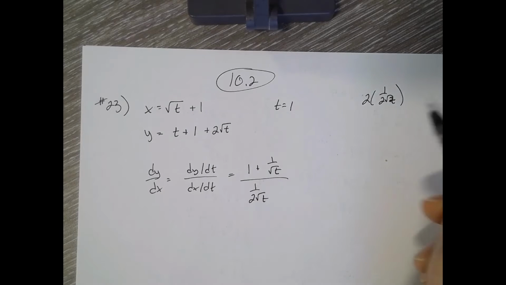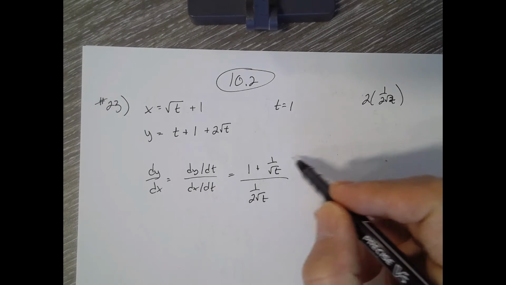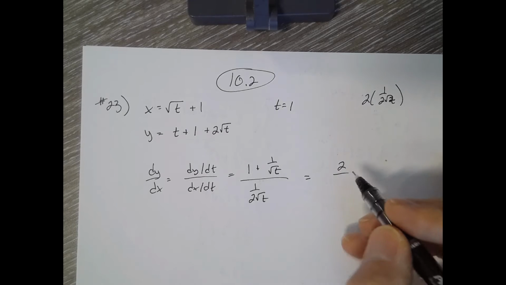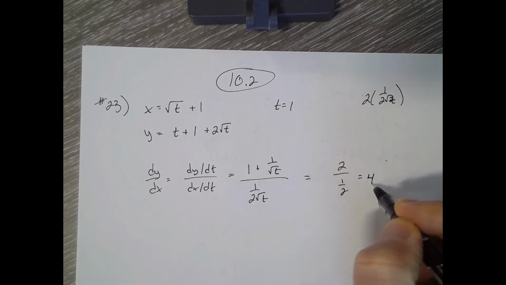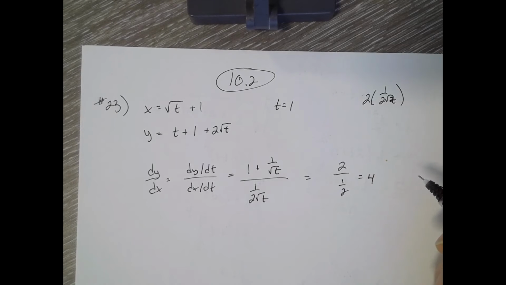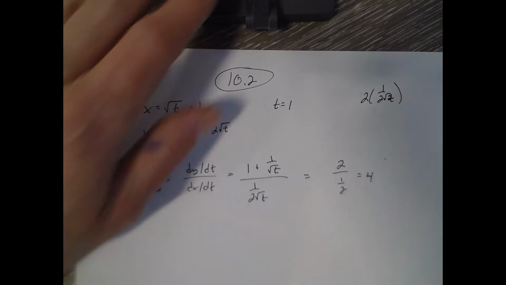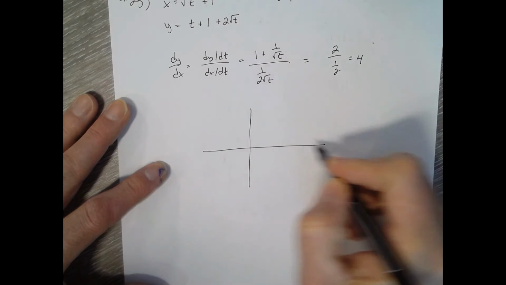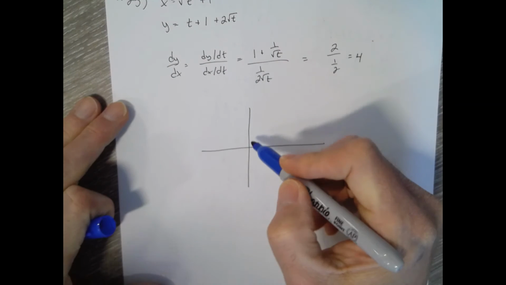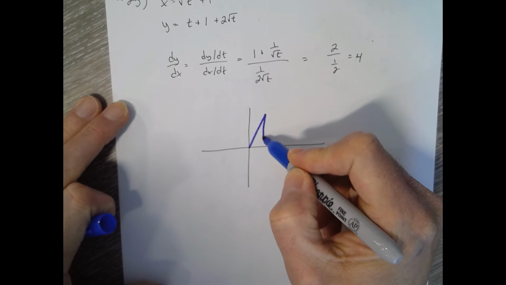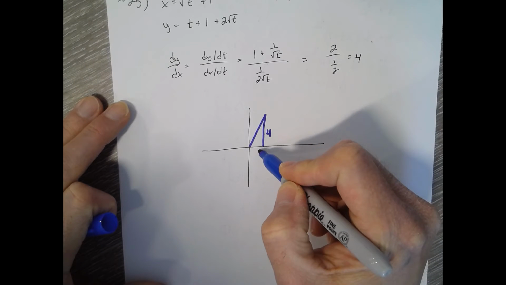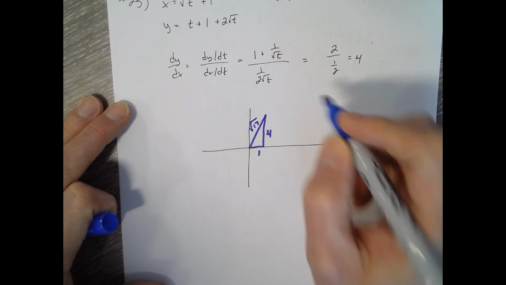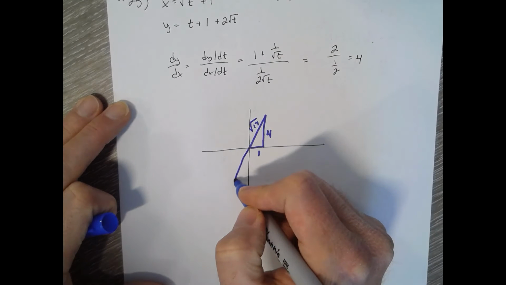Okay, so plugging in 1, I get 2 over 1/2, which is 4. So our slope is 4. Alright, so now we need to figure out what that looks like. If we have a slope of 4, the Pythagorean theorem says the hypotenuse is the square root of 17, and here's another one.